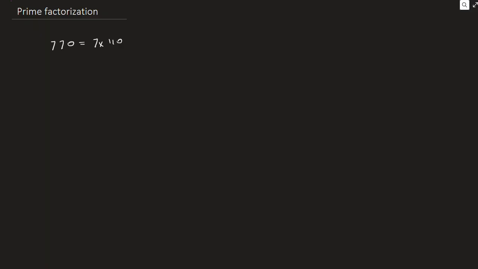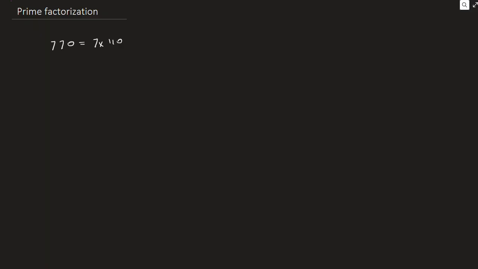Suppose I have a composite number. I can write it as a product of its factors. There are different ways of writing it as a product of factors. And each factor can again be written as a product of its factors. I continue this procedure till all the factors are prime numbers.